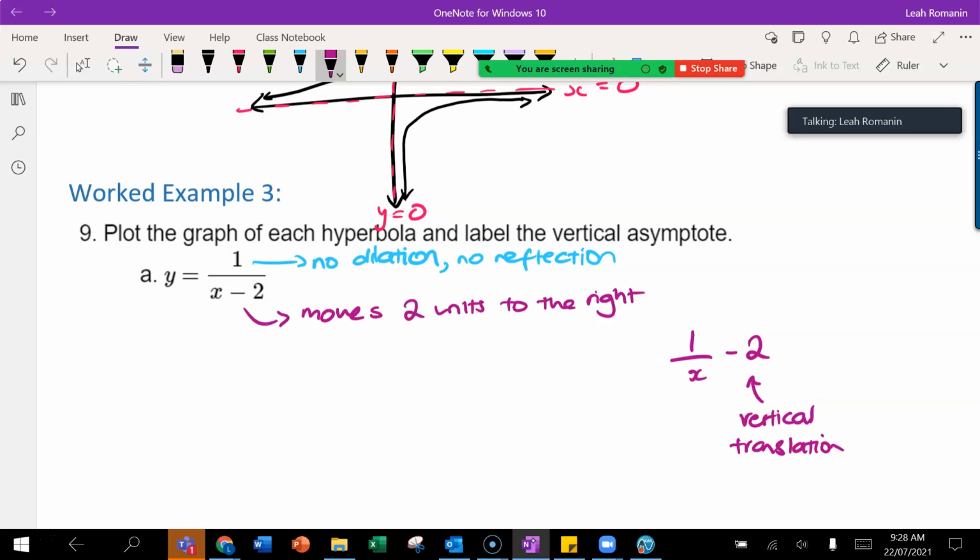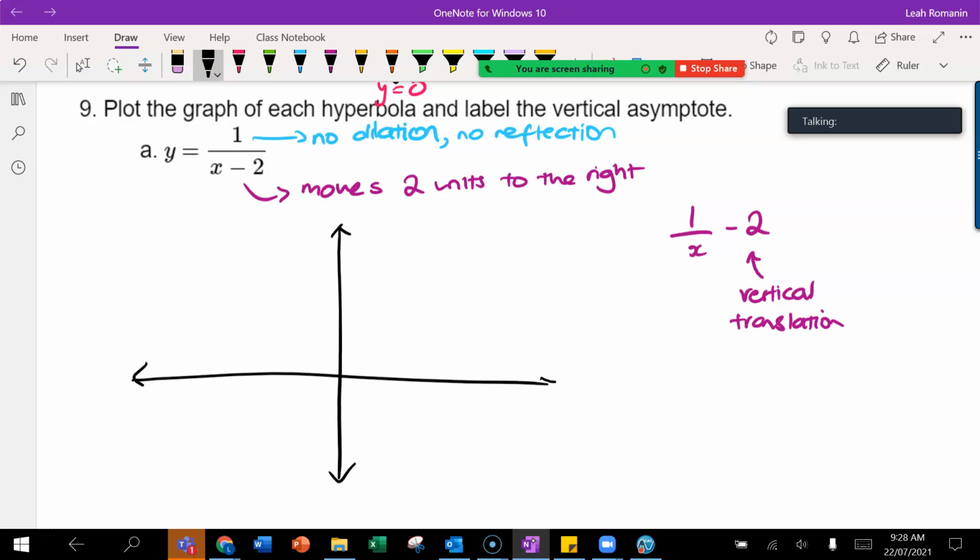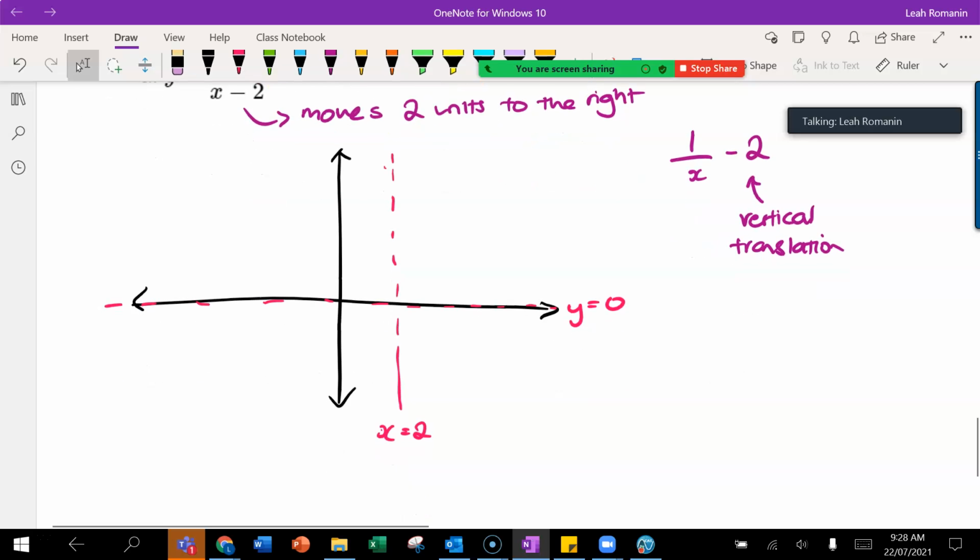Okay, so we're moving 2 units to the right. So drawing my axis. Okay, now, as I said, we're not moving up or down. So my horizontal asymptote is always going to be at y equals 0. However, I have moved my graph 2 units to the right. So my asymptote is going to also be moving 2 units to the right, and it's going to sit at x equals 2, positive 2, because I've moved to the right.